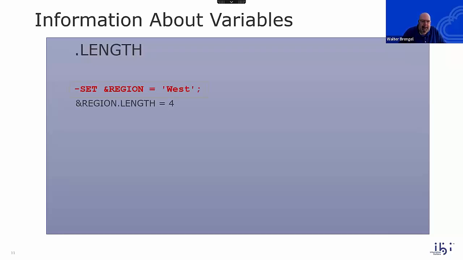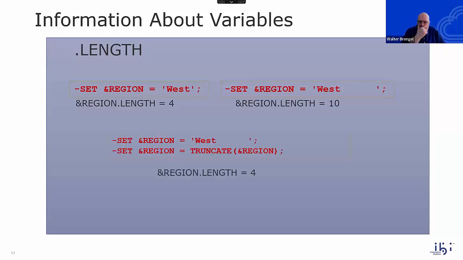If you don't want to get the trailing spaces, we have a function that you can use to do that. So here I have dash amper region equals west, and if I look at the length, it's going to be 4. If I have west and five spaces, in this case, the length is 10. You can use the truncate function, which will remove trailing spaces to then get the length to 4 again.